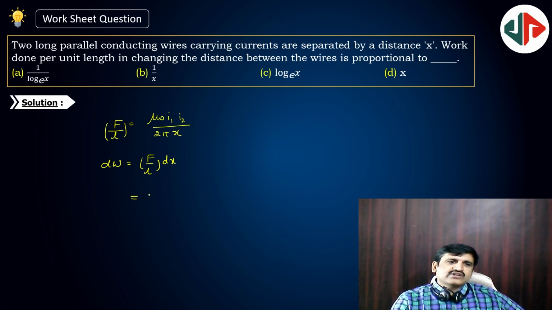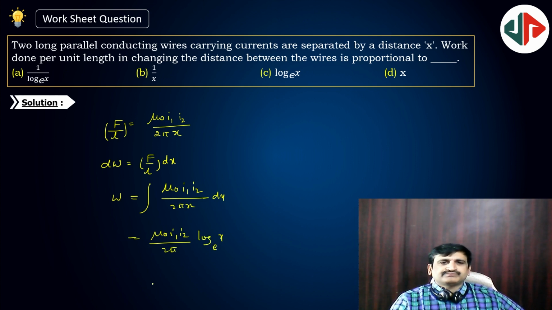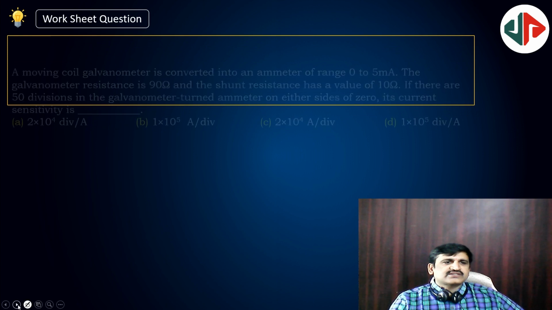Then W is equal to integral of mu naught I1 I2 by 2 pi x dx. So that is equal to mu naught I1 I2 by 2 pi into log x with base e. So it's proportional to log x with base e. Option C. Next.